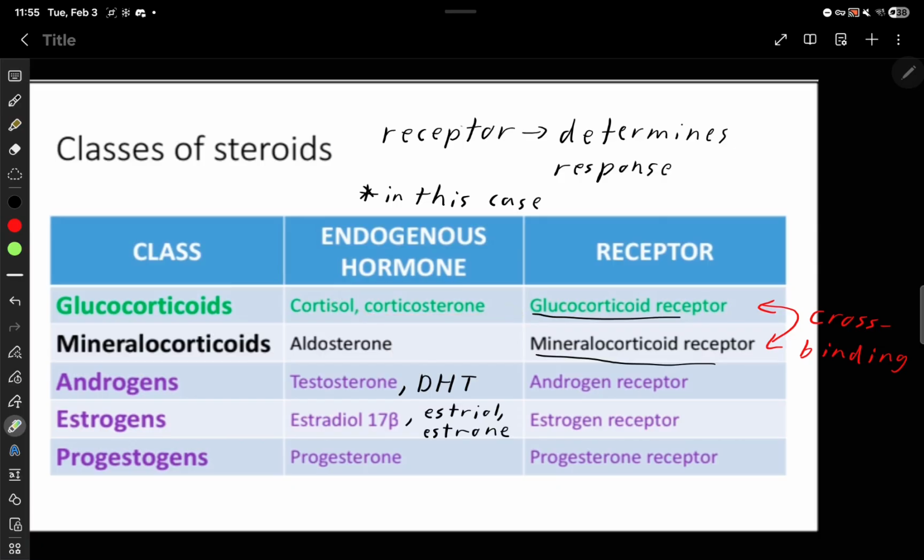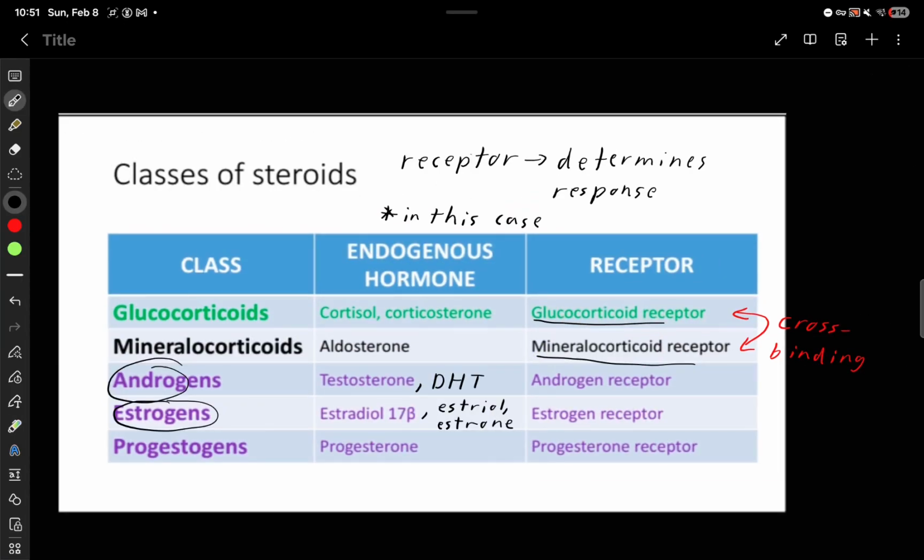Just like that, your cortisol can also go and bind onto your mineralocorticoid receptors and produce the response that normally your aldosterone would produce. So it's important to note that in this case, it's the receptor that determines the response, not really the ligand. So does this cross-binding happen with sex steroids too? A bit, but nowhere near as much as what happens with your glucocorticoid and your mineralocorticoid receptors.